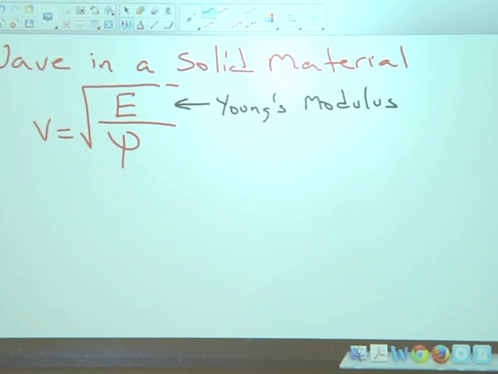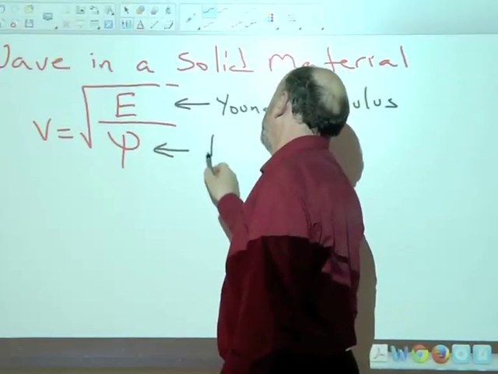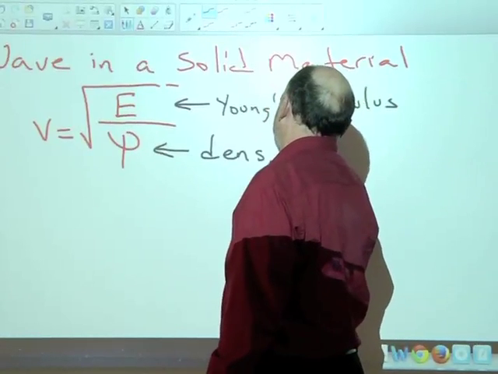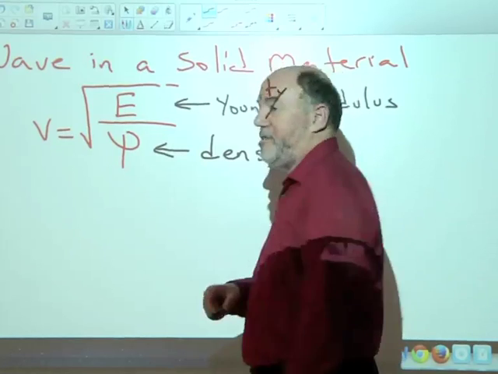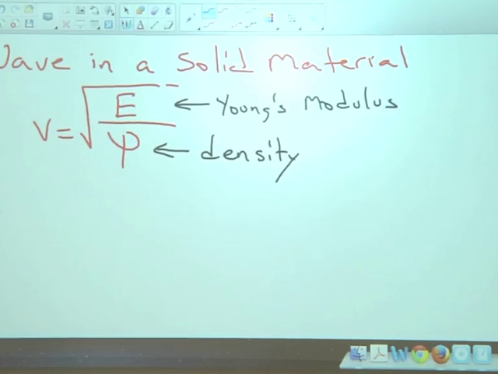And rho is also dependent upon the material because this is the density of the material. And again, that's a constant. If this is referring to waves in a solid material, what was the previous one referring to? Moving through air? Right, through air.